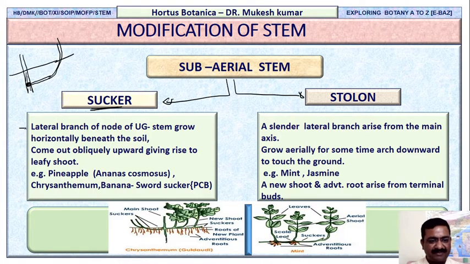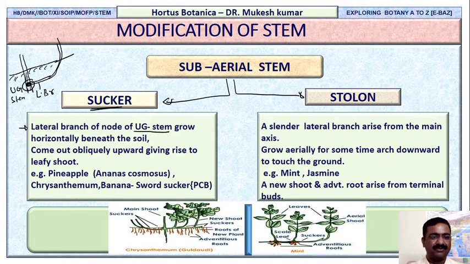So what is the important point? First, the lateral branch of a node of the underground stem. See, this is the underground stem. This is the lateral branch. So the lateral branch of the node, this is the node of the underground stem, and inside the soil it is.